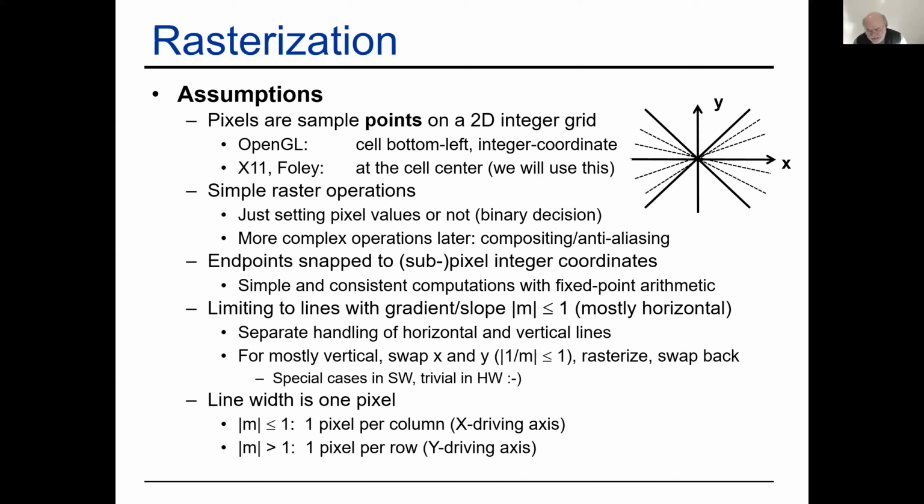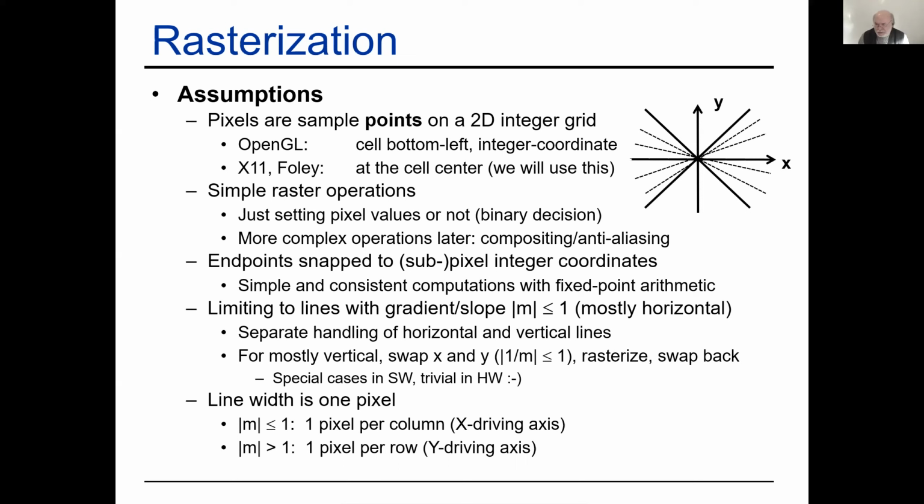And so essentially that means they cover more pixels in the x direction than in the y direction. So you can think of them as using the x coordinate as a driving axis, and then for each x, we need to figure out where the y coordinate is that we need to render.